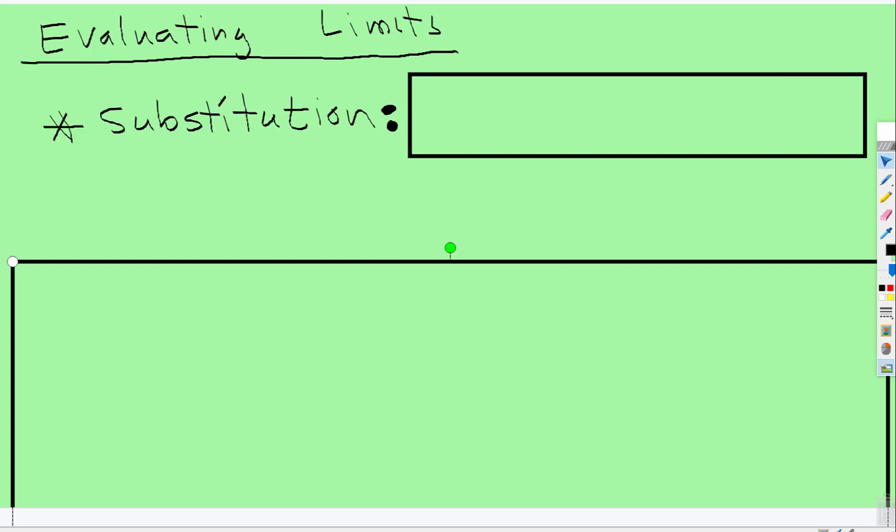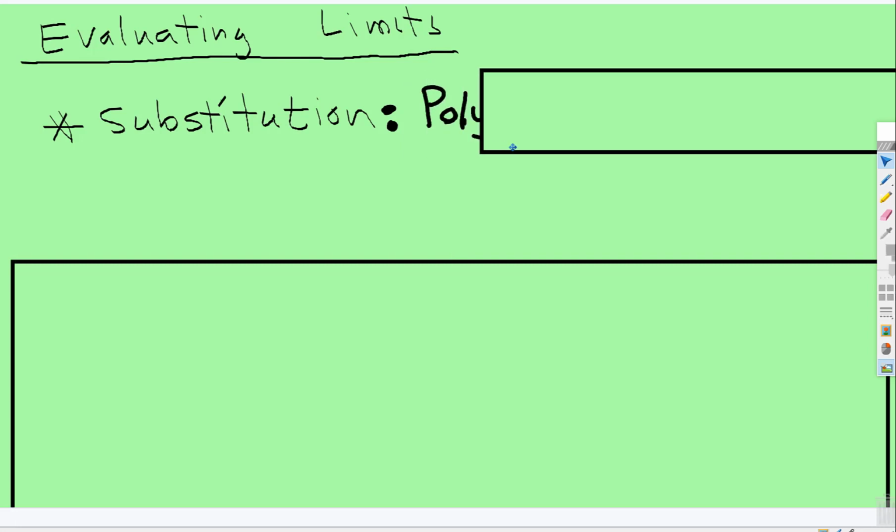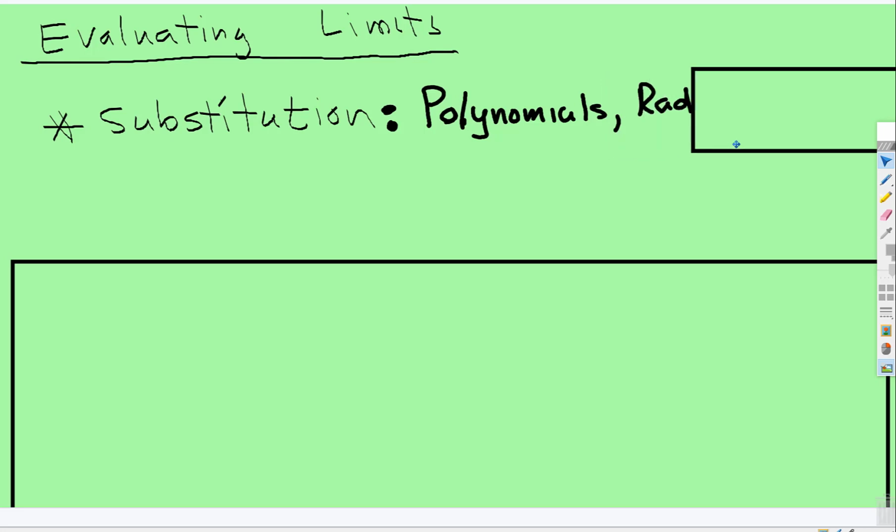Okay, limits tend to be confusing for a lot of new calculus students, and one way to help you through limits is to be able to classify and identify when to do what. So you can use the substitution method every single time when a function is continuous, which means anytime you have a polynomial or a radical function, you can use substitution.